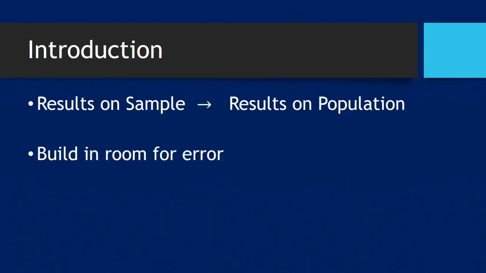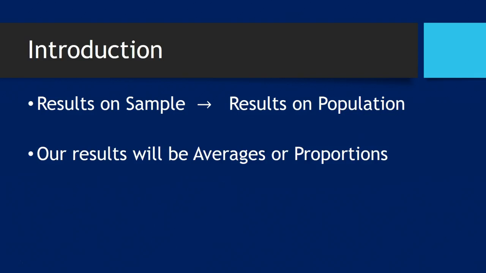Now, whenever we take some results from a sample and project them onto a population, we have to build in some error, because basically we can't guarantee that our sample is a true, perfect representation of our population. So we build in a little bit of room for error, and that's where confidence intervals come into play.